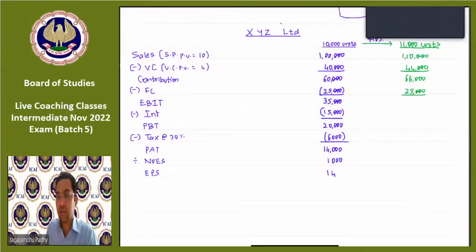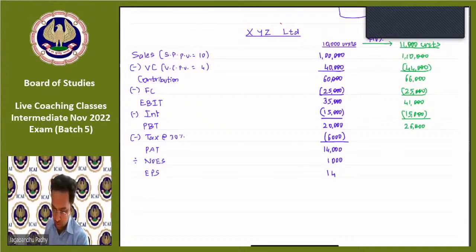And then what we have as the EBIT is 41,000. Interest of 15,000. Right, so 41,000 minus 15,000 will make it 26,000. Now the tax will be, of course, the interest is also going to remain constant and the fixed cost is also remaining constant. Tax would be obviously at the rate of 30 percent, so the tax amount will become 7,800, and the PAT is 18,200. Number of equity shares remaining the same at 1,000 will make the EPS 18.2.